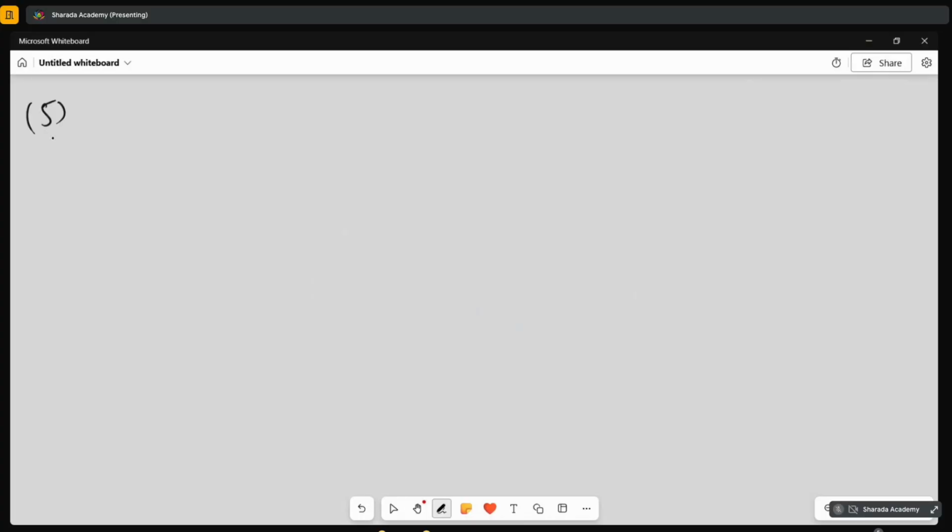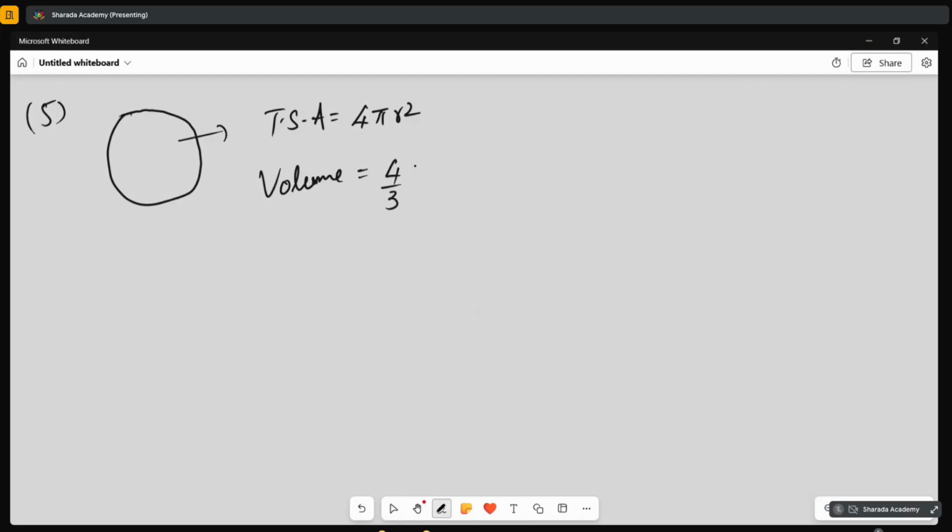Fifth one, sphere. Okay, so what will be the total surface area? It is 4 pi r square. So you don't have curved surface area, lateral surface, because it has only one face. What will be the volume of this? 4/3 pi r cube. Okay. So this is a sphere. Next comes a hemisphere.